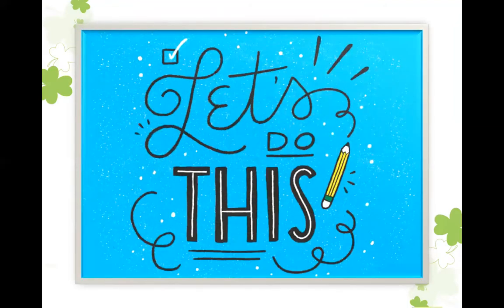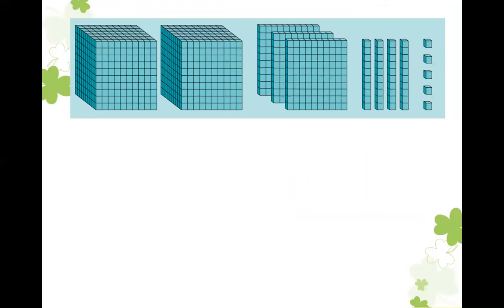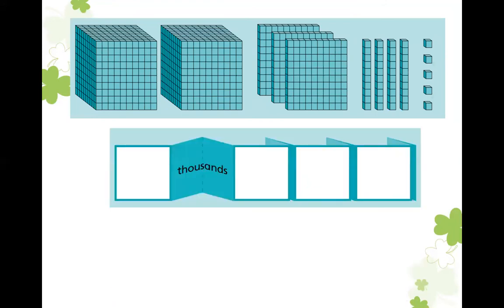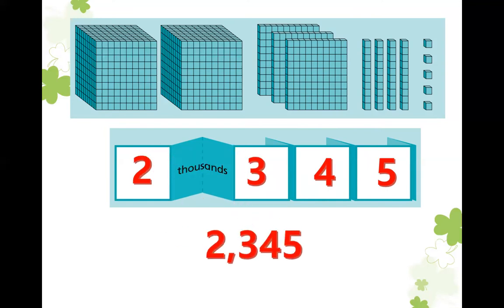All right, so let's do this. Look at the picture block and let's write that on the expander. So there are 5 ones, 4 tens. How many hundreds? Good job, that's 3 hundreds and 2 thousands. So we read that number as 2,345. Again, 2,345.